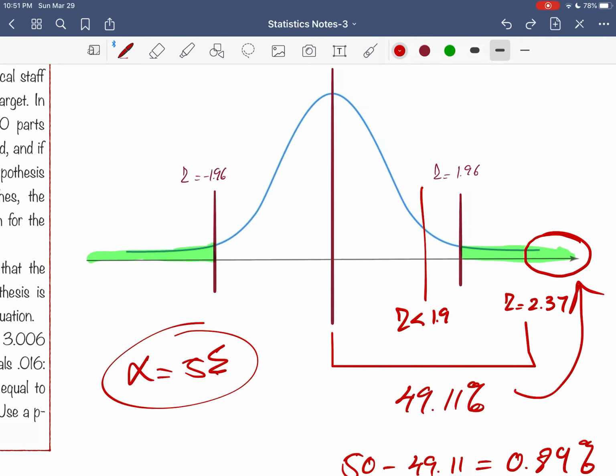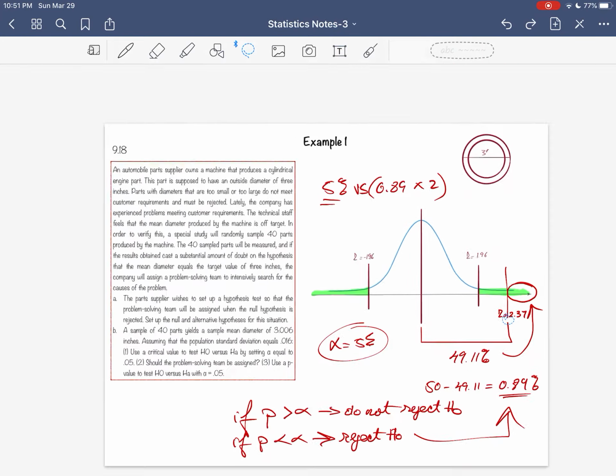And so both of these decision rules, they work in tandem, they work together. They both give you the same answer. So for us, it was right here. The p-value was 0.89 on this side, so almost 1%, and therefore it is less than your alpha, and therefore you reject H0.